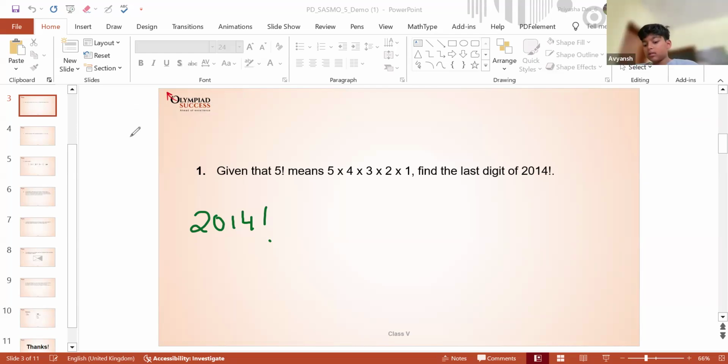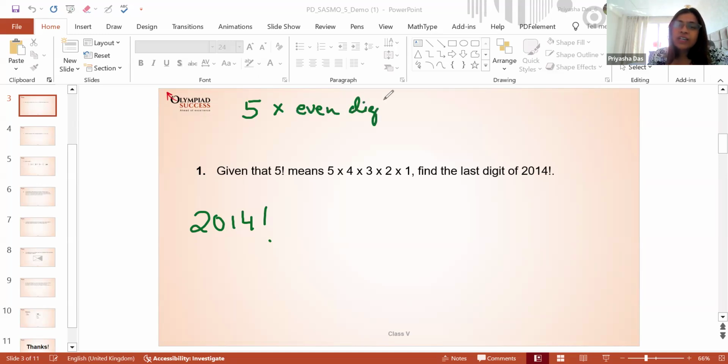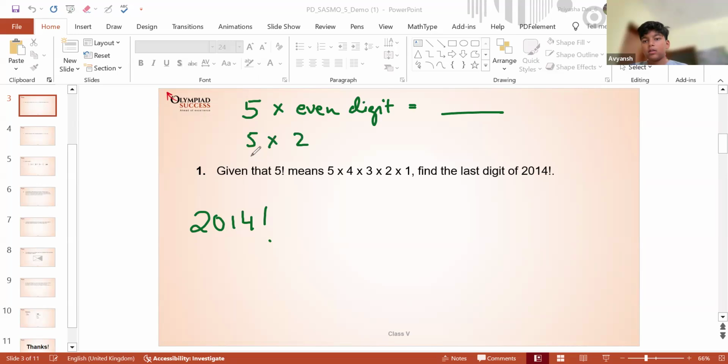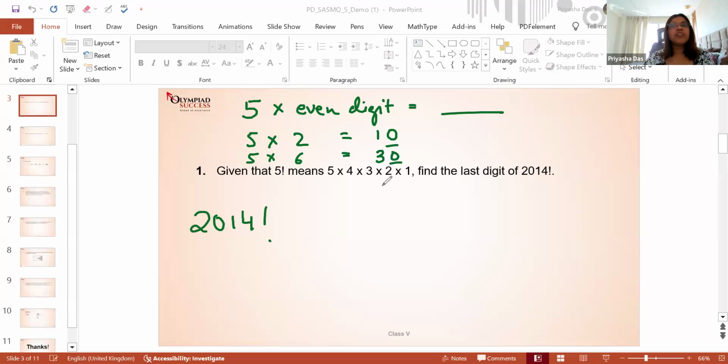But in SASMO, they check your general understanding. For example, think of a number which ends in a 5 and another number which ends in any of the even digits. What would be the last digit? Multiply 5 with 2 and tell me the last digit. Multiply 5 with 6 and tell me the last digit. 0. Absolutely. That means 5 getting multiplied with any of the even numbers always gives you a 0 in the last digit. That's a well known fact, but we have never thought about it separately, right?